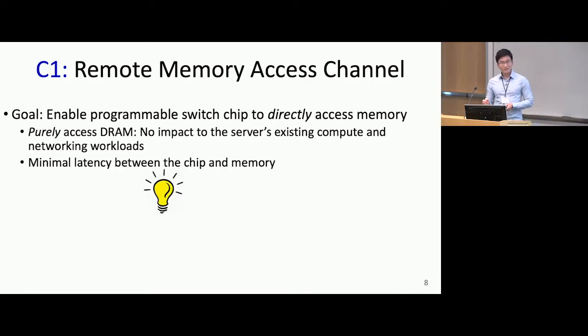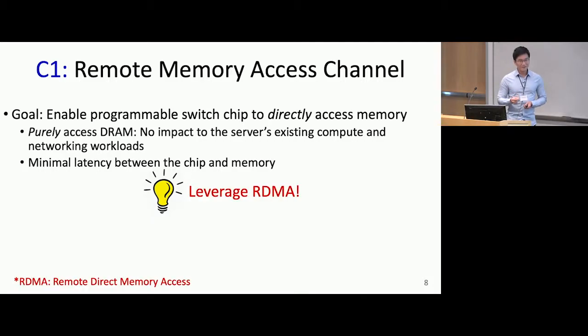And guess what? We already have such technology. It's called RDMA, or Remote Direct Memory Access. An RDMA NIC on a server can receive and process RDMA requests from the switch and send the response back to the switching chip without involving any server CPU. And a good thing is many data centers have already deployed this RDMA NIC on their servers, so we can just reuse the existing infrastructure.